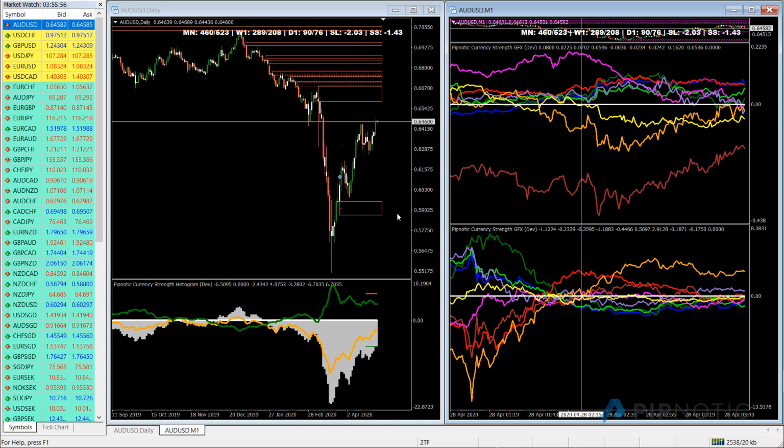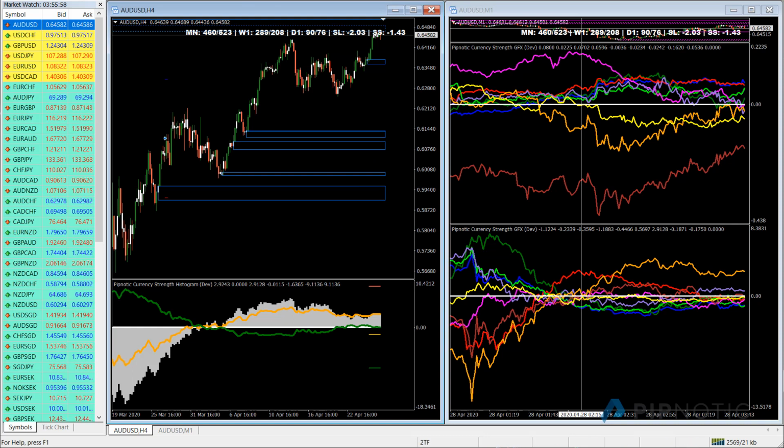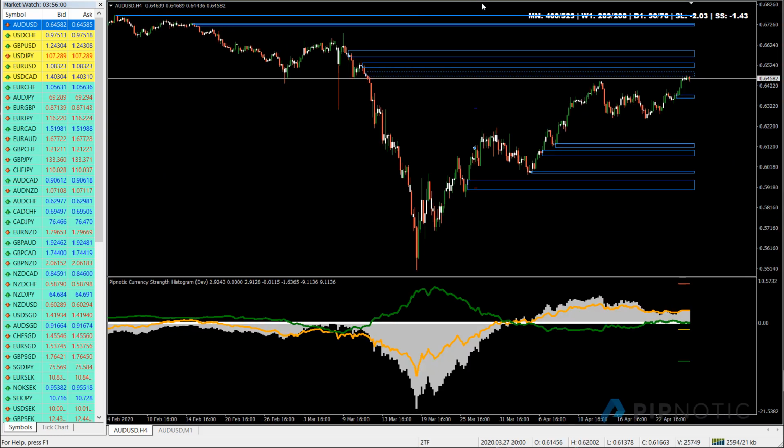Good. Let's run through. Let's go back to the 4-hour chart and have a look at what we're doing here. This is the Australian dollar, American dollar.